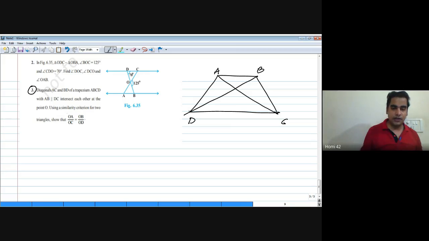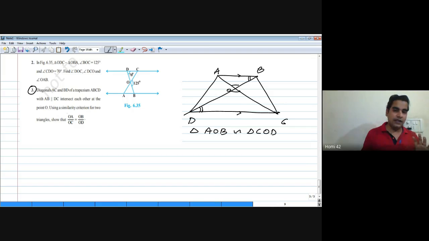So I'm going to give you a hint like how they did it. Since this is parallel to this, this angle will be a vertically opposite angle. These angles will be alternate interior angles. So this triangle AOB is going to be similar to triangle COD.